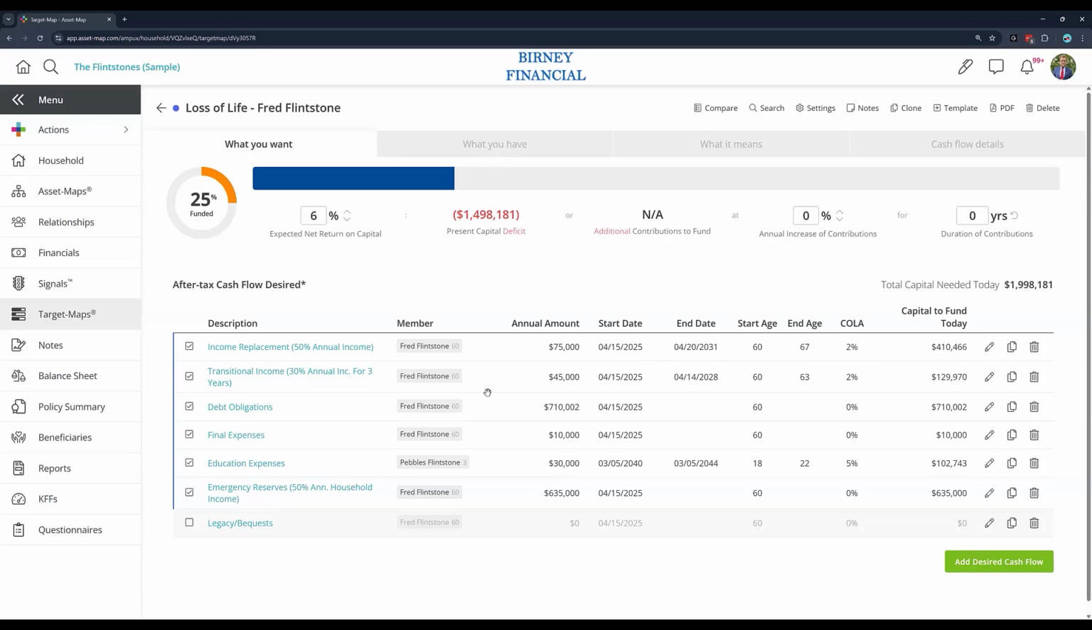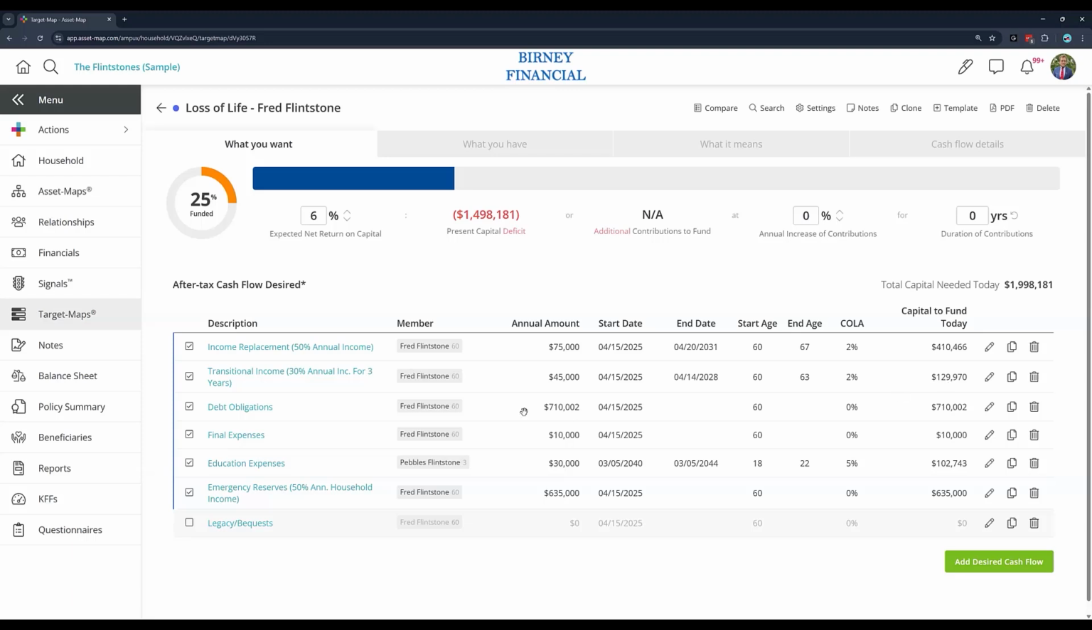Next up here is transitional income. Hey, for those 3 years after a death, things get pretty dicey. Here is some extra income for you, Wilma, just for the first 3 years as you adjust to the new normal of not having a loved one around, increasing that by 2% each year. I need to have another 130 or so to fund that.